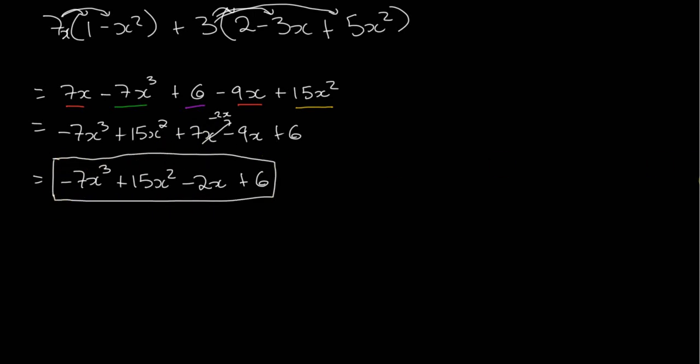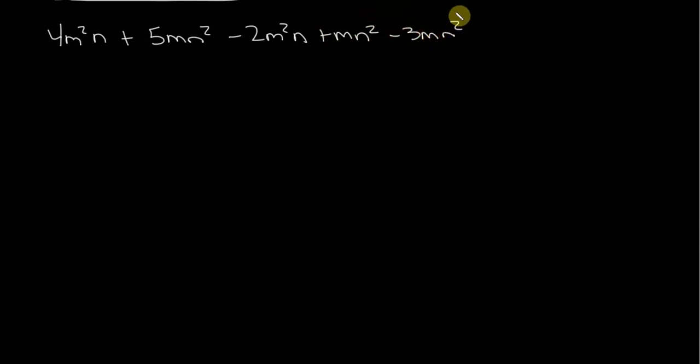Okay, and let's do one more. Let's do one that looks a little bit more complicated, just to show you that really the process is the same. It's the same steps. If we have, for instance, 4m squared n plus 5mn squared minus 2m squared n plus mn squared minus 3mn squared. Okay? If you're not used to dealing with algebraic expressions, you might look at this and say, oh, okay, where does one start?